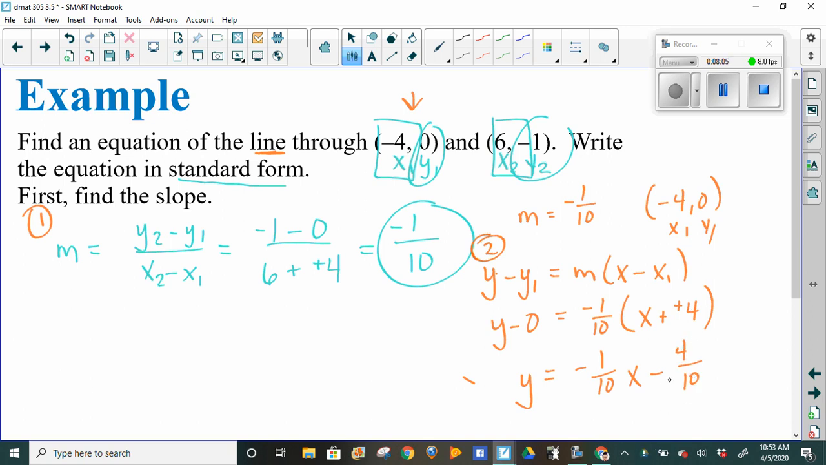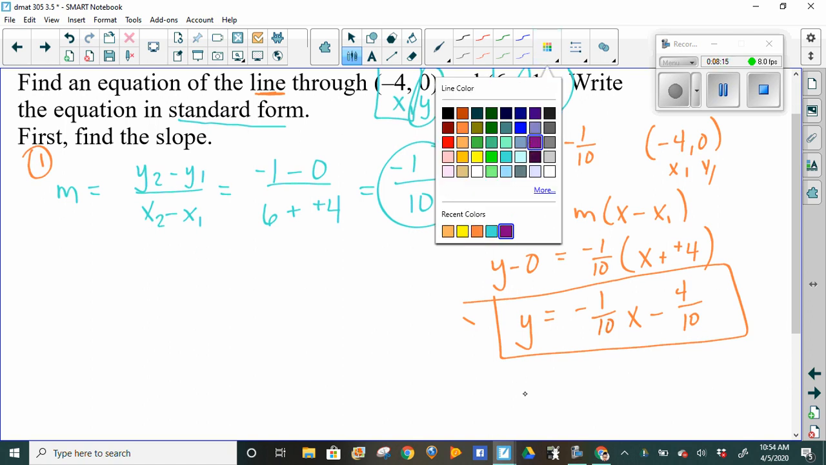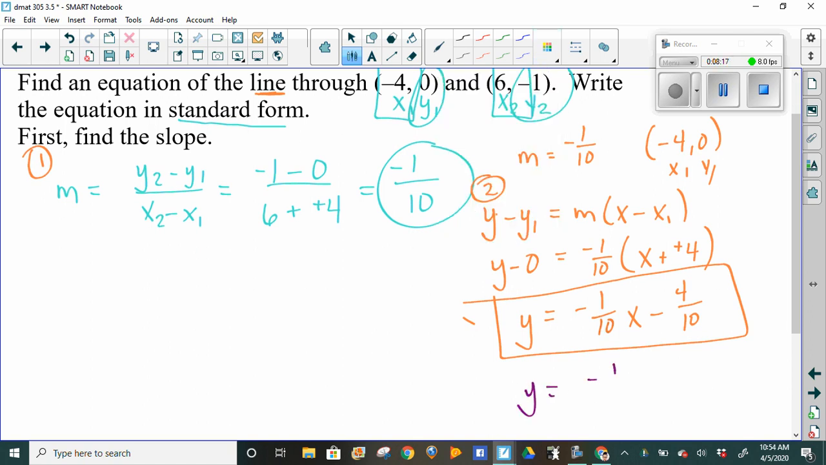So this is your slope-intercept form, okay? And you would want to reduce this right here. Always make sure you reduce. So let's say y is negative 1 over 10x minus 2 over 5. This would be your final answer for your slope-intercept form, y equals mx plus b. But remember, they wanted us to do standard.